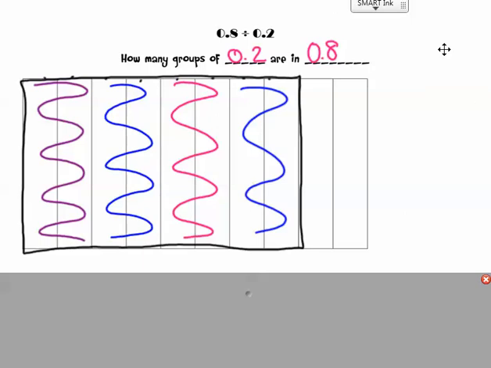Okay, so let's count how many things we shaded in. How many colors do we have? 1 here, that's 1 group, 2 groups, 3 groups, 4 groups. So what's the answer? The answer is simply 4. 8/10 divided by 2/10 is 4. Okay, try the next one on your own.